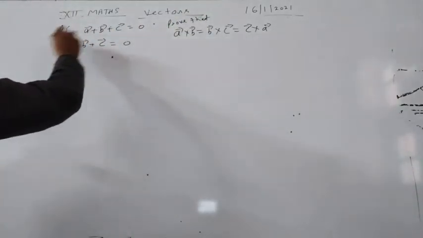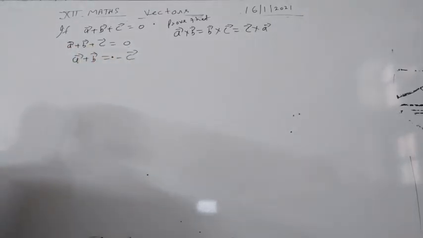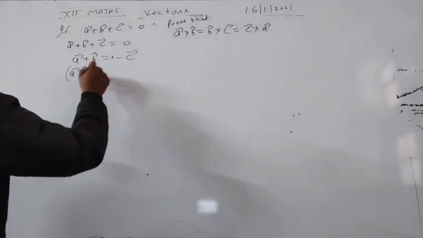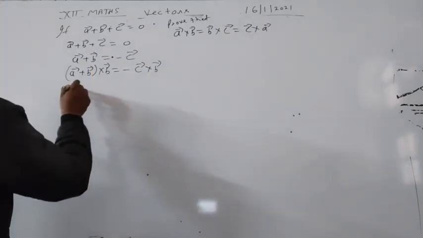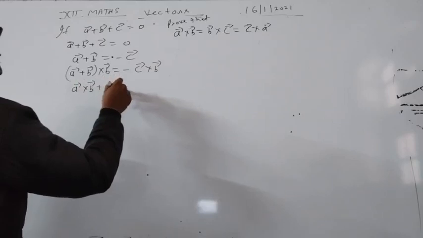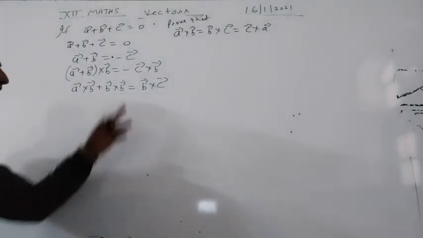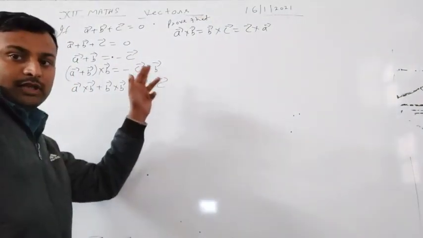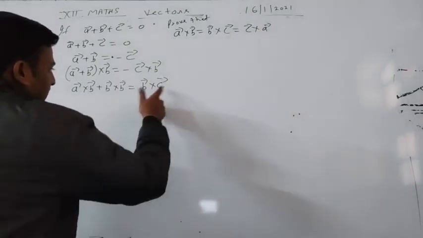If this vector sum is 0, we can write, student, A plus B is equal to minus C. Now, taking the cross product with B, we can write A plus B cross B equals minus C cross B. So we write A cross B plus B cross B, and on the right side it is minus C cross B. When we change the sign, we interchange the terms, so C cross B changes into B cross C.